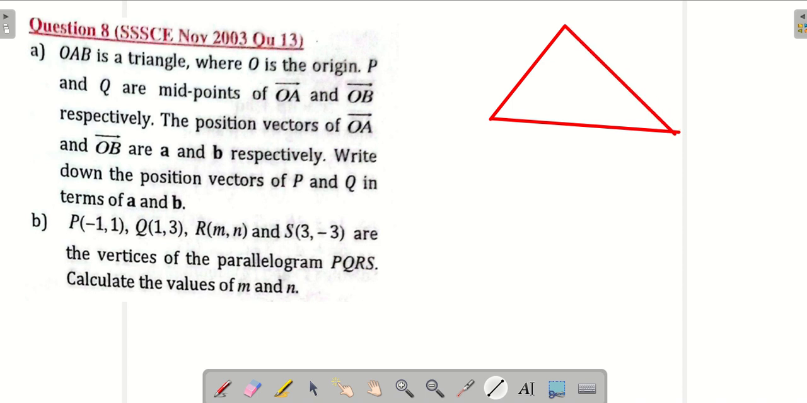Okay, so let's say this is a triangle. OAB is a triangle where O is the origin. So let's say O is this. This is our O. Let's say A and B. Where O is the origin, P and Q are midpoints of OA and OB. So OA will have a midpoint of P, and OB, so Q.